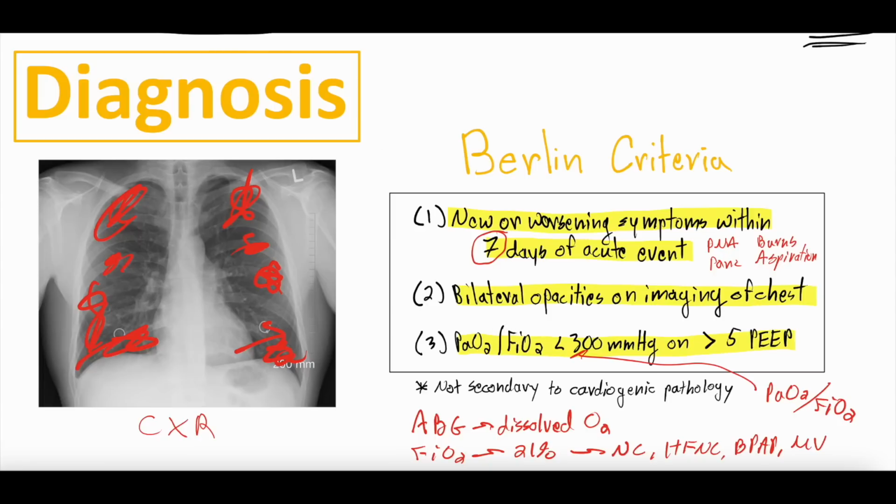The one caveat to this, which is really important, is that this cannot be secondary to a cardiogenic pathology. So you can't just have fluid overload. Fluid overload can cause bilateral opacities, pulmonary edema. So you have to be quote unquote dry. It cannot solely be secondary to a cardiogenic pathology.